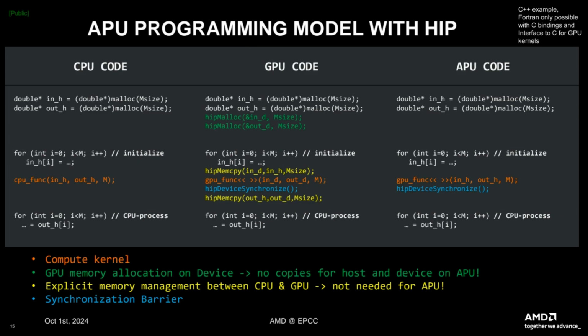With the APU, you see that there's no yellow, no green, because once you have allocated the memory on the host, you can feed that array directly to the GPU kernel, and the GPU kernel is going to see it. So you can see right off the bat that the APU code is a lot simpler than the discrete GPU code.